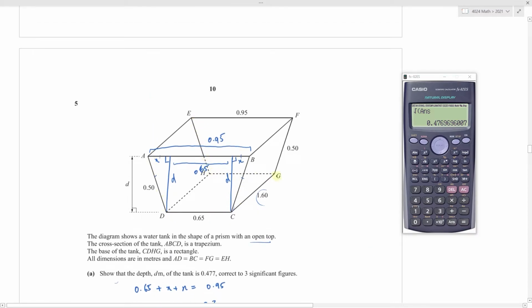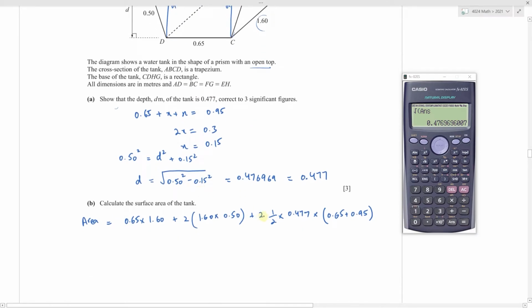The back, EHGF, this is the back side, is also the same trapezium. So I'll just simply multiply it by 2 to get both front and back. So this is the bottom, right and left side, front and back side. So now let's add them all together. Plus 4.2. This 2 and 2 will cancel out, so I'll just simply calculate this.